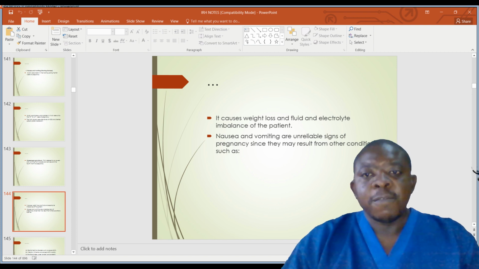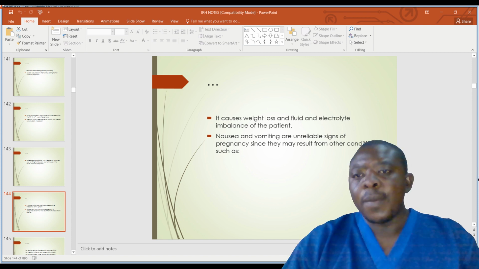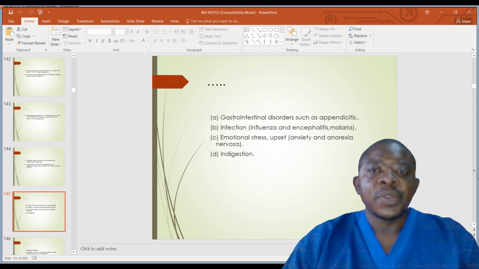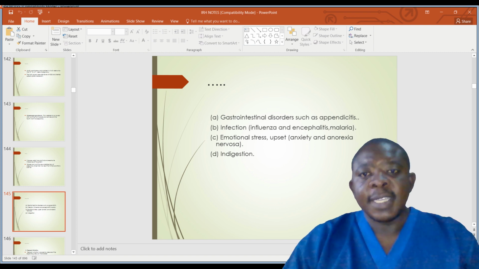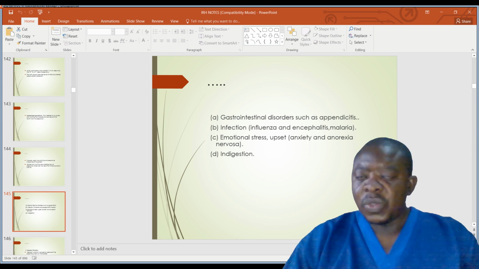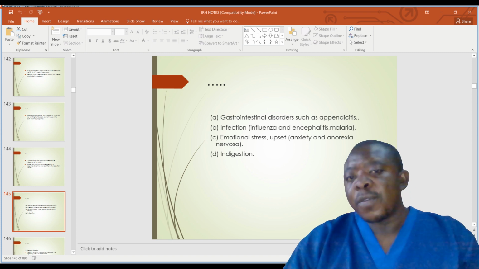Nausea and vomiting are unreliable signs of pregnancy since they may result from other conditions such as gastrointestinal disorders such as appendicitis, infections such as influenza, encephalitis, or malaria, emotional stress, upset, anxiety, or anorexia nervosa, or may also result from indigestion.